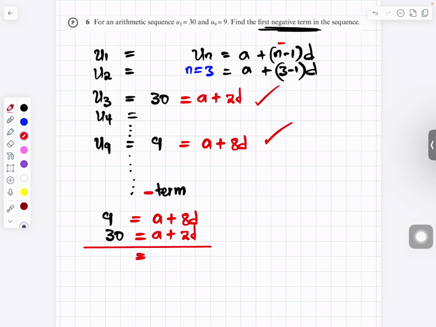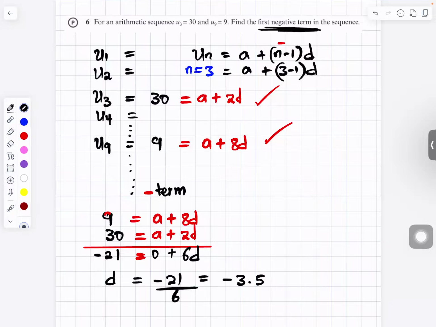9 minus 30 is minus 21. A take away A is 0. 8D minus 2D is 6D. So D would be minus 21 divided by 6. So solving this, D will be minus 21 over 6, which you can put in decimals. Let me put it in decimal, 21 divided by 6. But most of the time, I'll leave them as minus 3.5. So that's the difference going downwards.